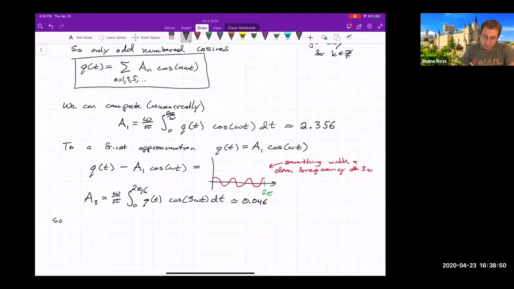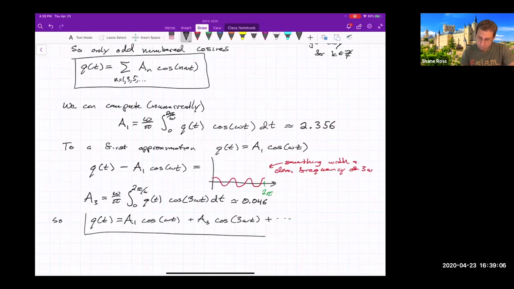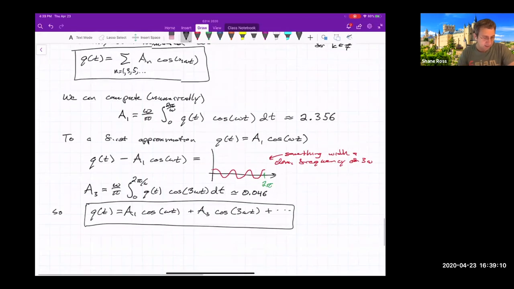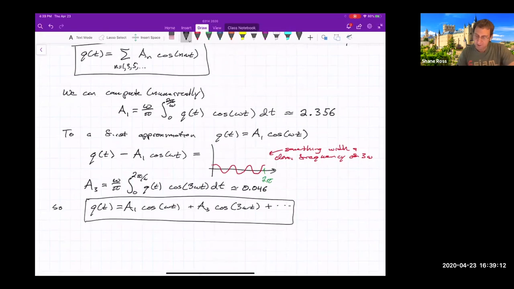So that means to a pretty good approximation, we've got something of this form. The next term would be with cosine 3 omega t. And I think the next error term is pretty small. It's kind of like you move over 2 decimal places each time.